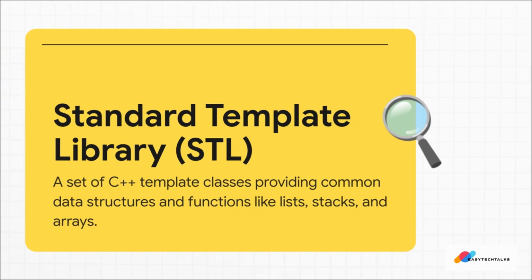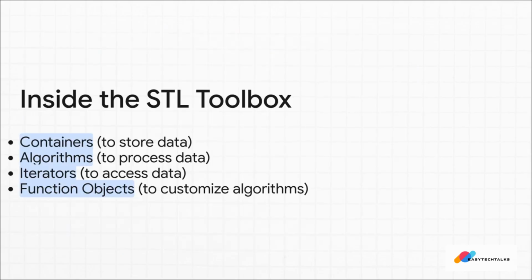Okay, so what is this thing, really? The source material calls it a collection of C++ template classes. Now, the keywords there are template and classes. Template basically means they're like blueprints. A vector isn't just for integers, it's a blueprint for a list of anything. You tell it what you want to store, integers, strings, your own custom objects, and boom, it creates the perfect container for you.